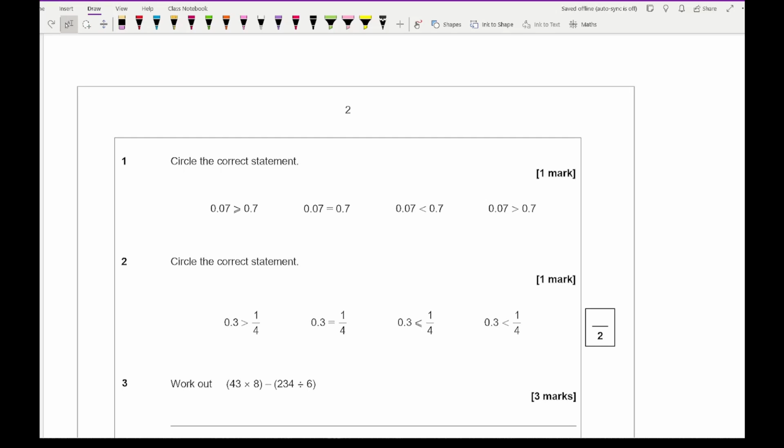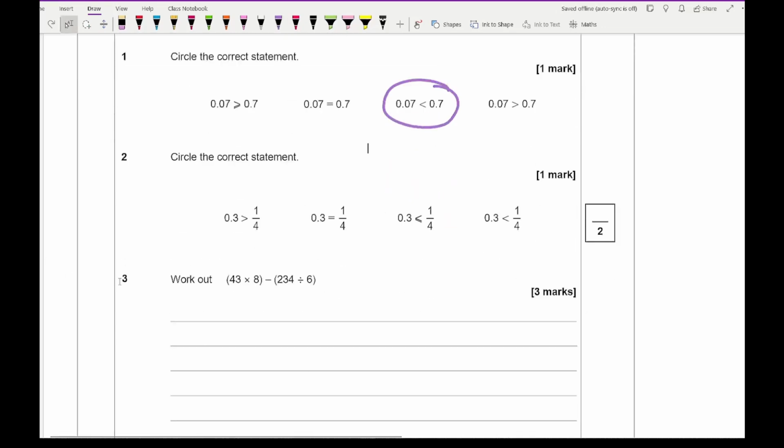Now with these decimals, I always prefer telling my students to treat it as money, because that makes more sense, because a lot of students comprehend money. So here we're looking at 7 pence and 70 pence, which is 0.7. So here we're looking for where the arrow is pointing at 0.07, or where the crocodile is eating the 0.7. So here our correct answer is going to be our third option.